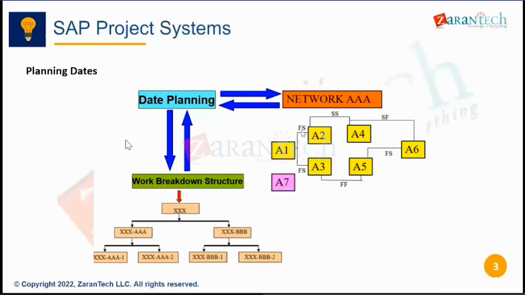FS is the most common one. We'll use FS, finish start. In here they have finish, so A3 finishes, then A5 should finish. Here they have put the arrow in the center, but it should come from this side and go towards the end like that. So FS is the most common one. You have FF. Another combination is SS. So you start one activity, then you start the other activity. Then there is one more, which is start finish.